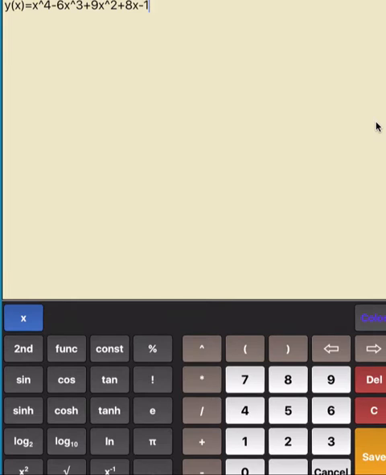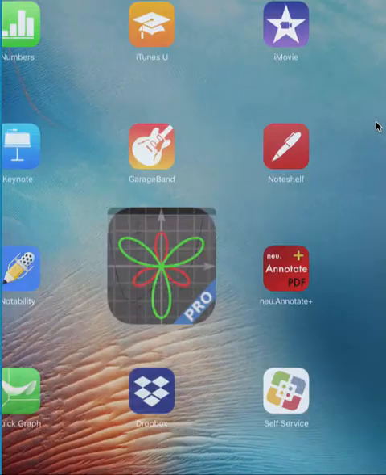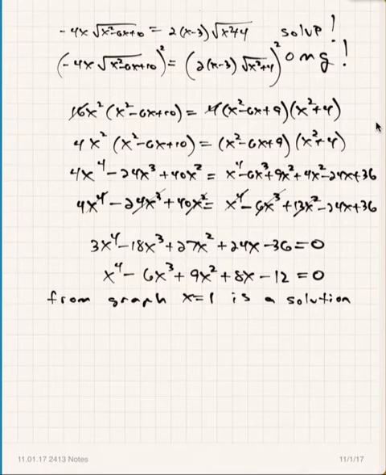So you have x to the 4th minus 6x cubed plus 9x squared plus 8x minus 12. If I graph that equation, notice that very quickly I come up with the fact that 1 must be a solution to that equation. And that's what I needed right there. So from the graph, x equals 1 is a solution. And that's the only one, that's the one we are looking for. Remember, it had to be in the interval from 0 to 3 anyway.